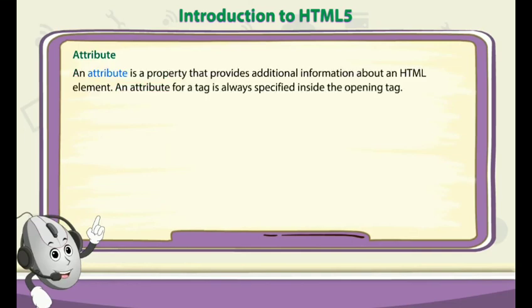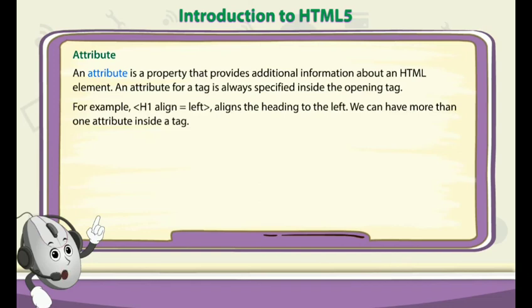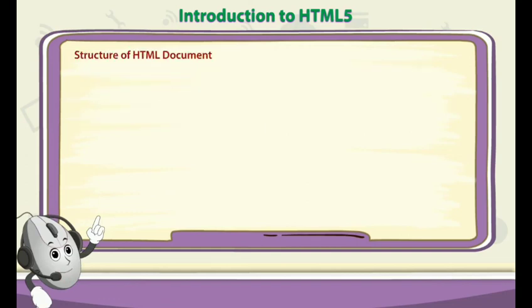Now attribute. An attribute is a property that provides additional information about the HTML elements. An attribute is always specified inside the opening tag. For example, h1, with the attribute align left. So inside the tag they are called attributes. It aligns your text by moving it to the left side.